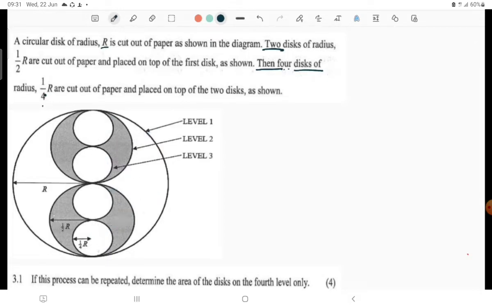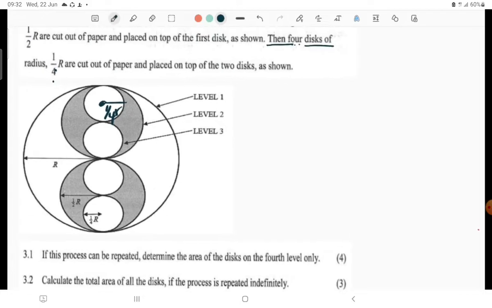So, and these ones, they have the radius of 1/4 r, which means this is the radius of the small circle. Now that is what we have. So you can say this one is level 1, the biggest one. Then level 2 is the brown one. Then level 3 is the white one again. Then we can talk about level 4, because we can see that this pattern is continuing.